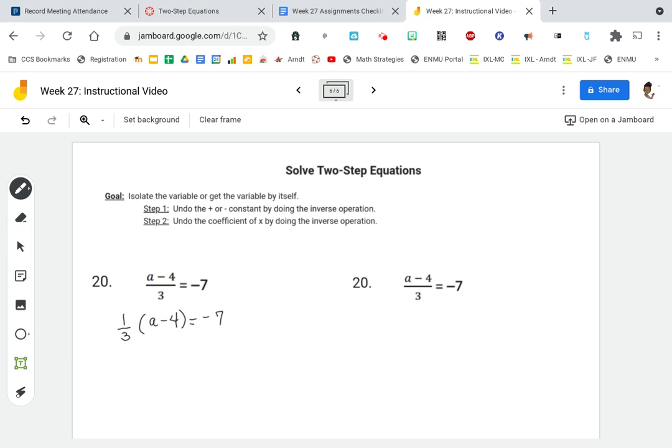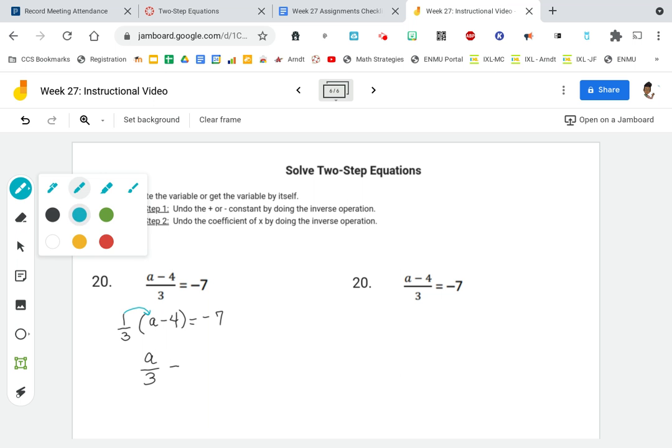And this is not the way I would do this problem, quite frankly. So you could distribute that third, and you could say 1/3 times a equals 1/3 a if you wanted to, which I wouldn't write like that. An alternate way to write it is a over 3. That's the way I would write it.